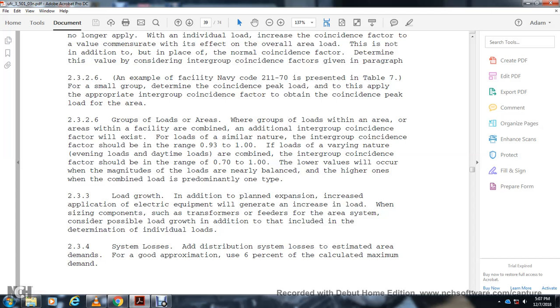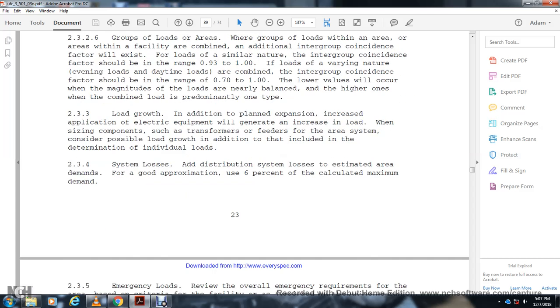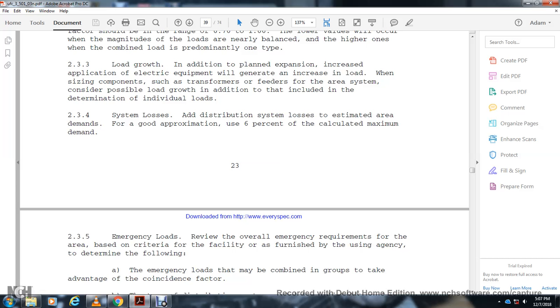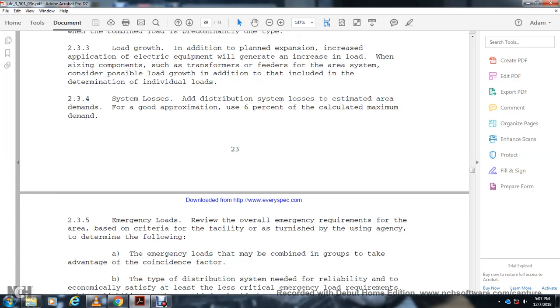234. System load. With any distribution system load, the estimated area demand is a good approximation of 6% of the calculated maximum demand. Emergency load: review all overall emergency requirements for the area, based on the criteria furnished by the agency, to determine the following. A, emergency load may be combined with the group to take advantage of the coincident factor.